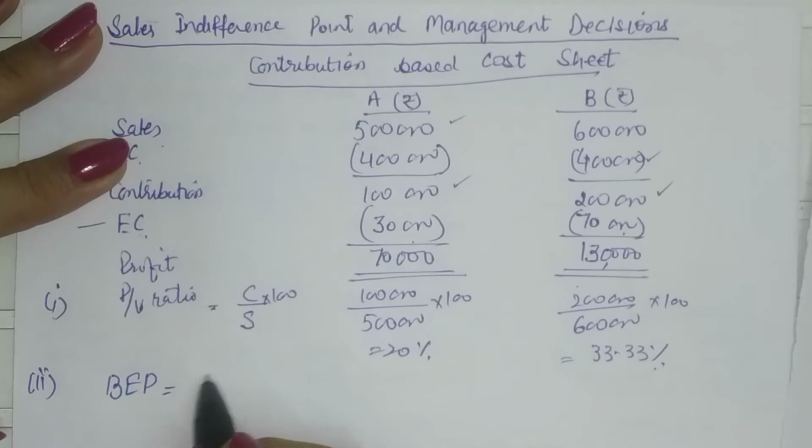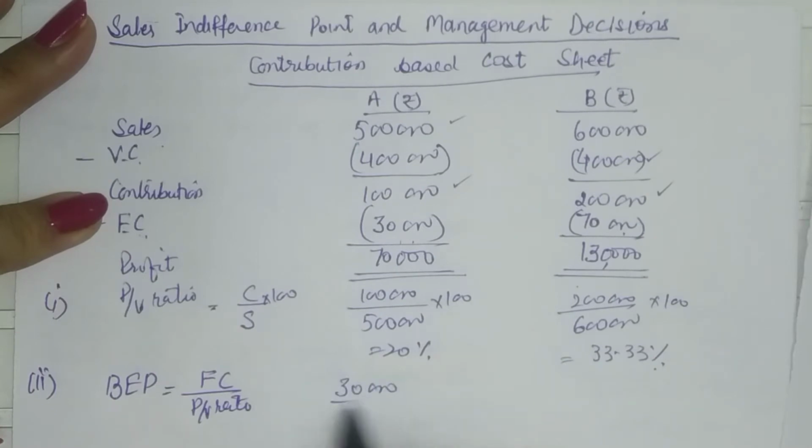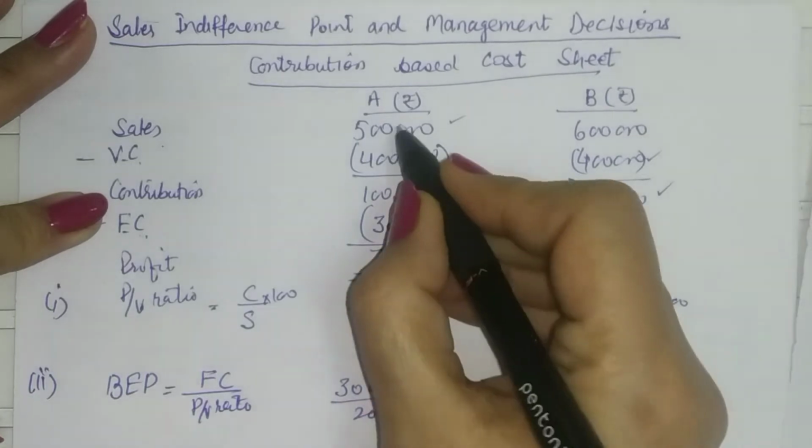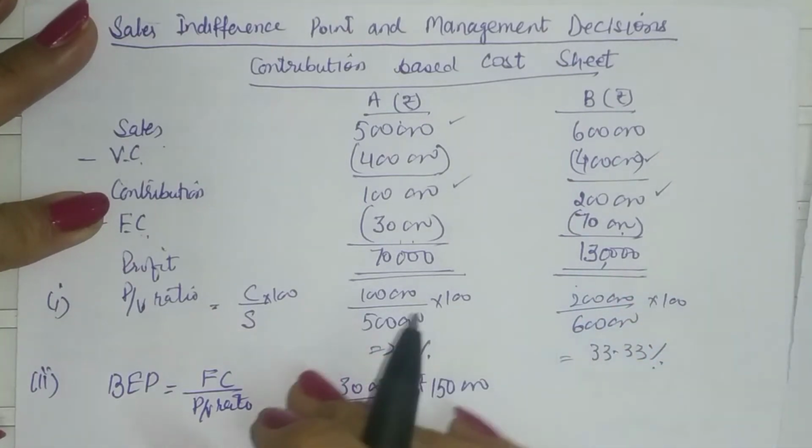So break-even point is fixed cost upon PV ratio. So fixed cost is 30,000 upon PV ratio 20%. So for product line A, you will break even at 1,50,000. That is, if your sale goes beyond this, you will start making profits.